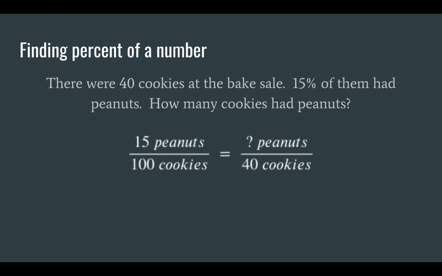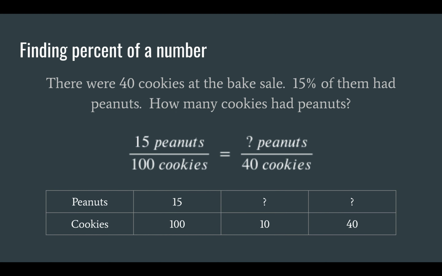Here's my ratios. 15% is 15 peanut cookies for each 100 cookies. And we want to know how many peanut cookies does that mean for every 40 cookies. So 100 to 40 is a little bit harder than 100 to 200. This wouldn't be a whole number relationship from here to here. So the easiest way to remedy that situation is to make a ratio table and add in a middle column that you can decide what number you want to put there.